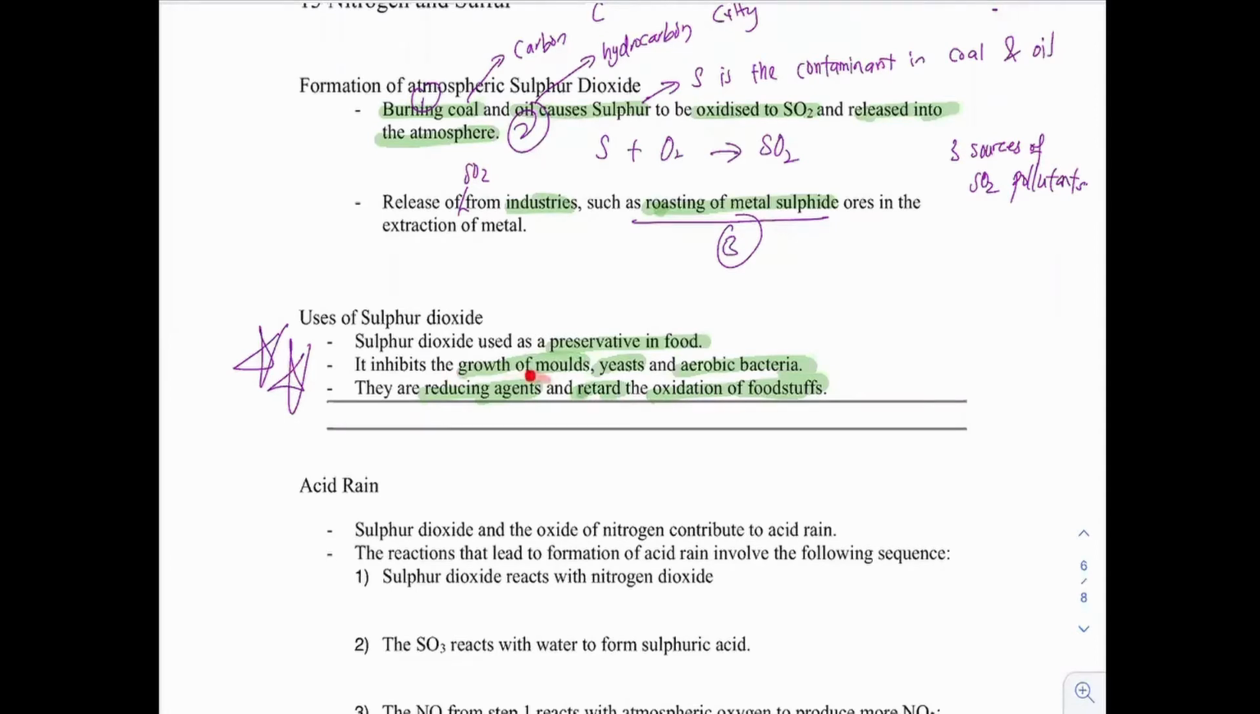Okay, it can also stop the mold, the yeast, and also the aerobic bacteria. All right, so you can see it in things like this. Okay, the more expensive things, they use SO2. So is SO2 harmful to the body in small amounts?